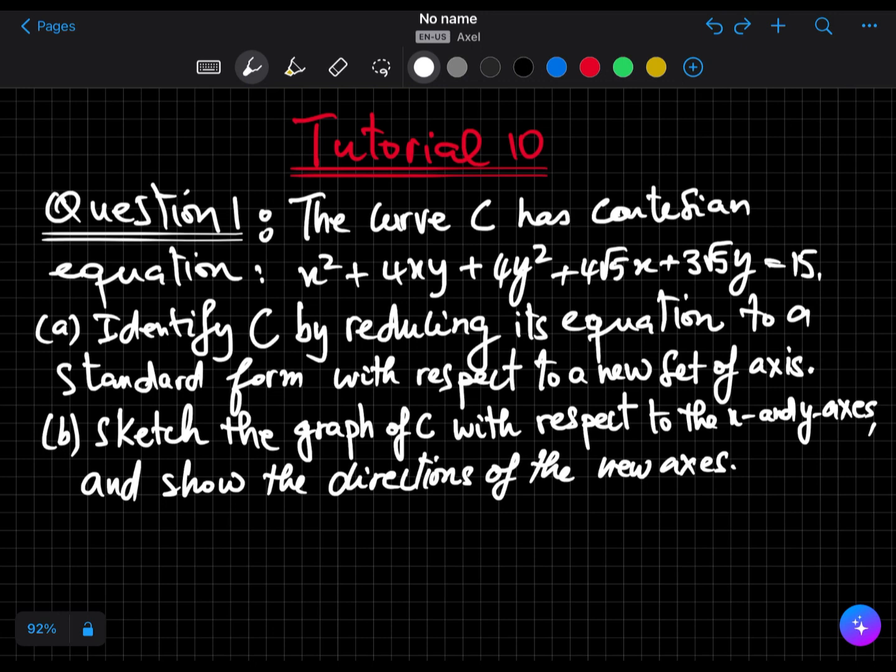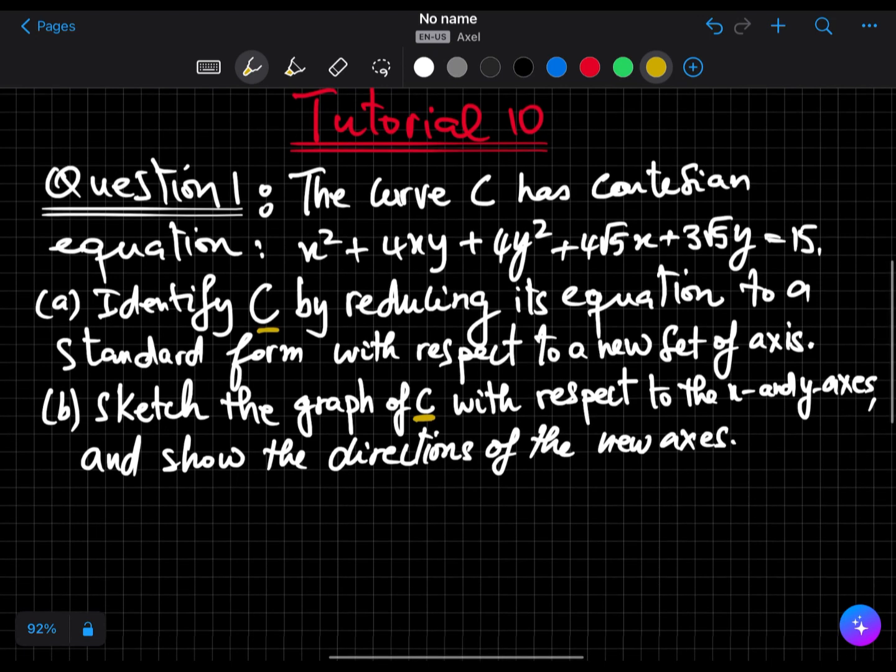Hi class, welcome to this new video still on tutorial 10 where we have to answer the first question. So this is how the question is labeled. Now basically you are asked to identify the curve C by reducing the equation into standard form with respect to new axis. And then you have to sketch the graph of C with respect to the new x and y axis and show the direction of the new axis.